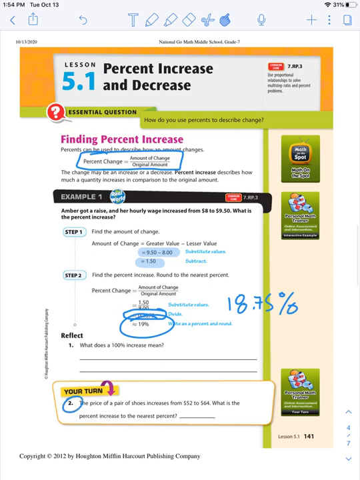Pause the video, try number 2 on your own, play it back to see if you got it right. All right, I'm gonna go ahead and solve it. So the price of a pair of shoes increases from $52 to $64. 64 minus 52, it changed by 12. To find the percent increase, I do the amount it changed over the original. It started at 52. 12 divided by 52 is about 0.23, which we're going to say is 23%.